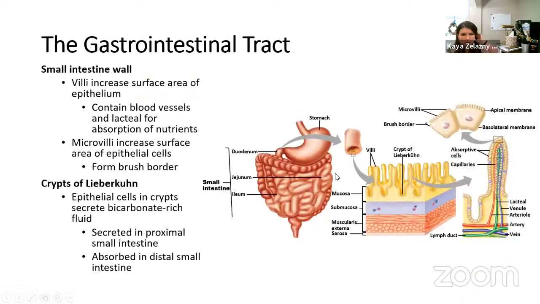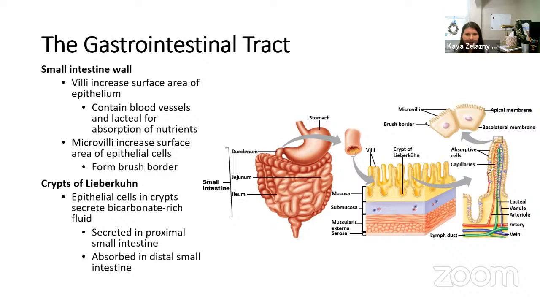Now we're going to look a little more in detail at the microscopic structures that we would see in our small intestine. Here we're looking at some small intestine cells, and here is the shape of the cells themselves. So zoomed in once and then zoomed in twice. On the apical membrane, we can see all these projections. These are our microvilli, increasing the surface area of the epithelium of the small intestine.